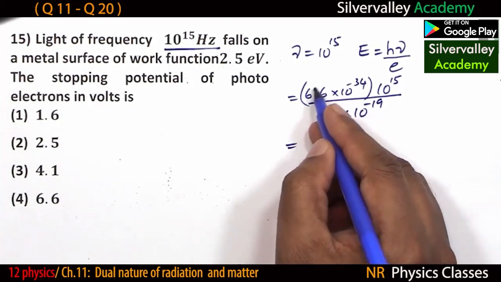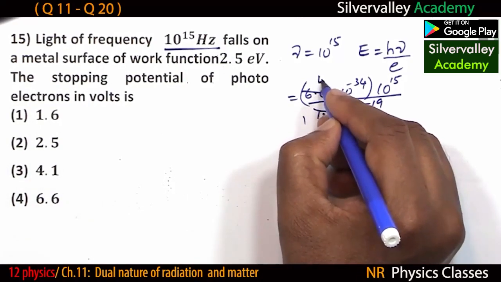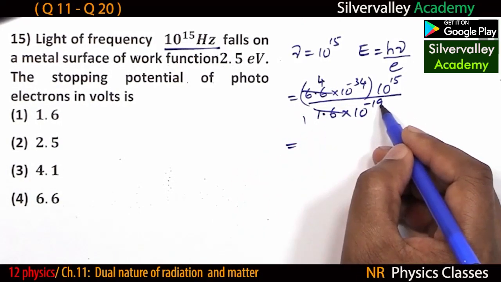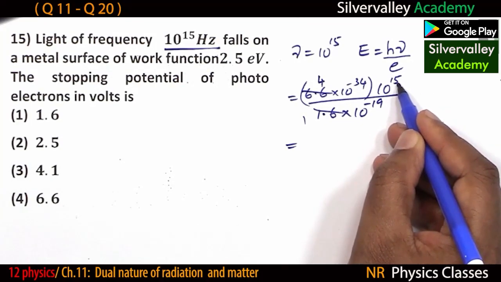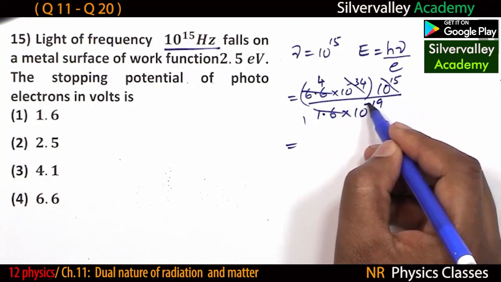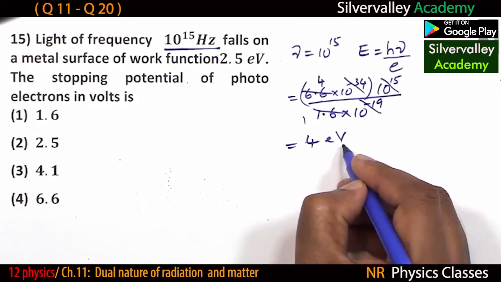This one, 6.6 by 1.6, is approximately 4 times. Minus 19 goes to numerator, plus 19; 19 and 15 is 34, plus 34. So this and this get cancelled. So this is approximately 4 eV.